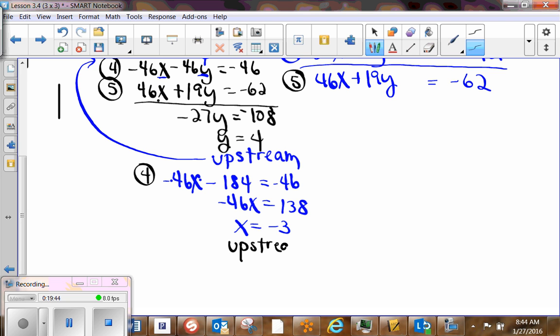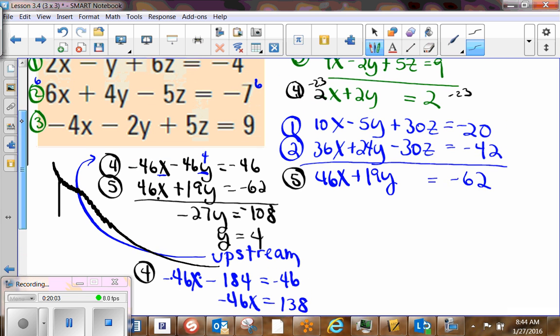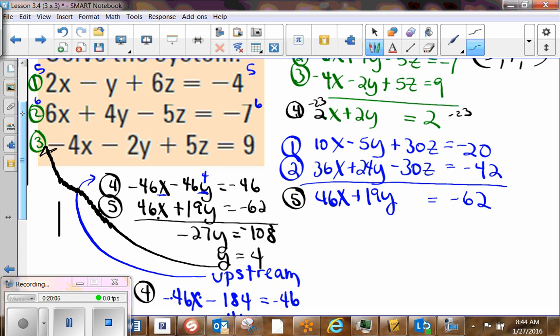Upstream again. When I go upstream, I'm going to be taking my x equals negative 3 and my y equals 4. That's what I'm taking as I go upstream. And I'm going to go all the way up to my original box.